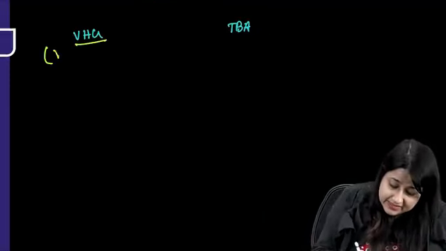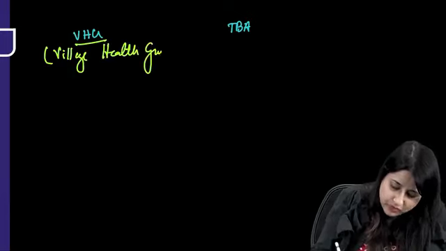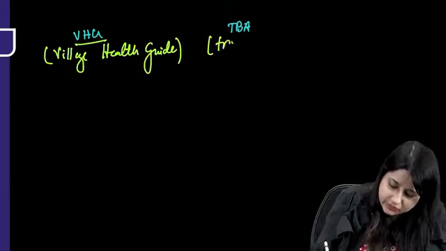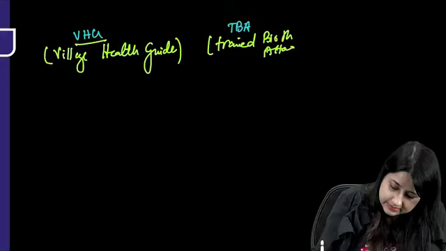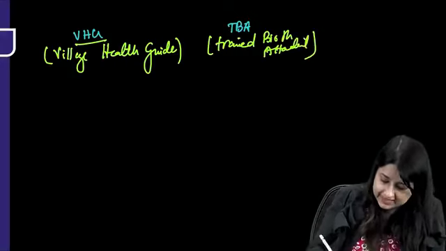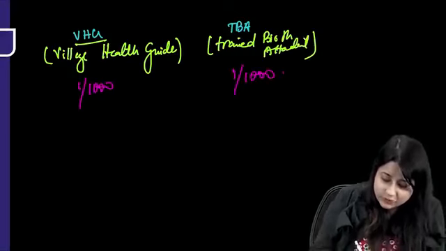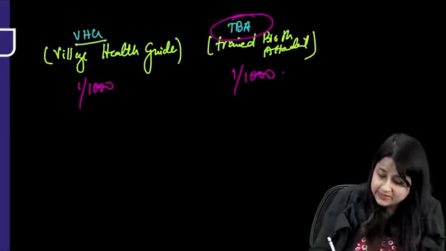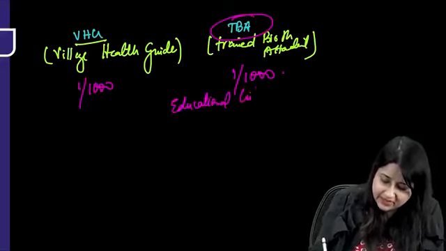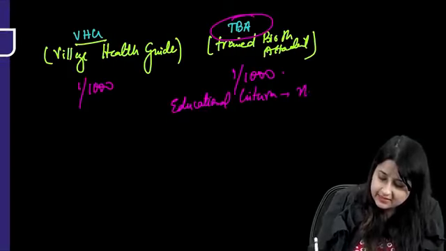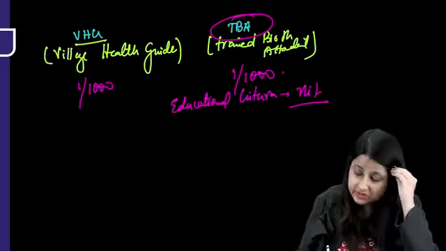Other people that have written is, this is village health guide. And what is this? This is TBA. TBA means what? Trained birth attendant. So village health guide, again the population norm is 1 per 1000. Educational criteria for trained birth attendant is very, very important. It's like nil. Government of India said to become a trained birth attendant, you don't need any educational criteria.